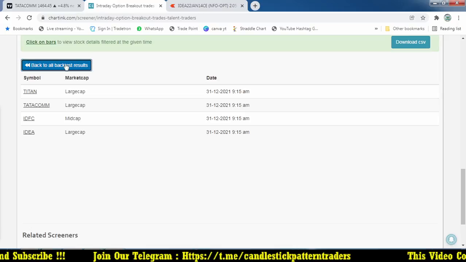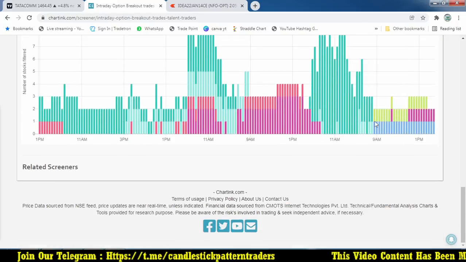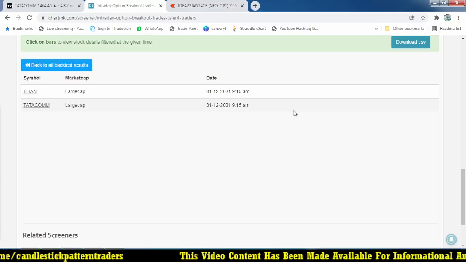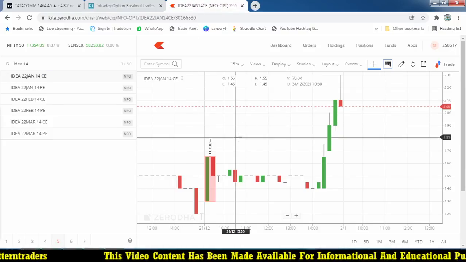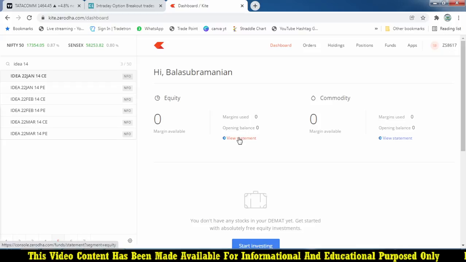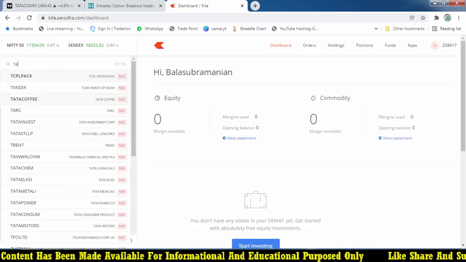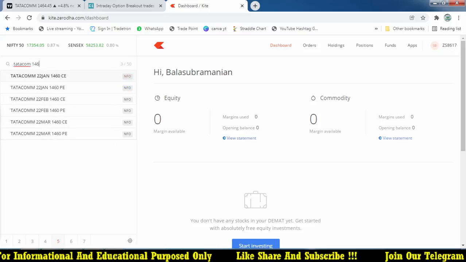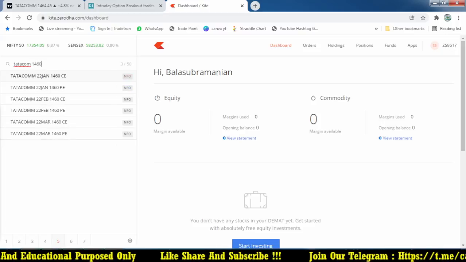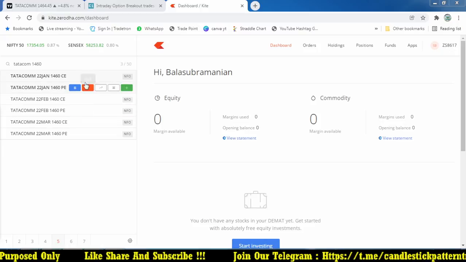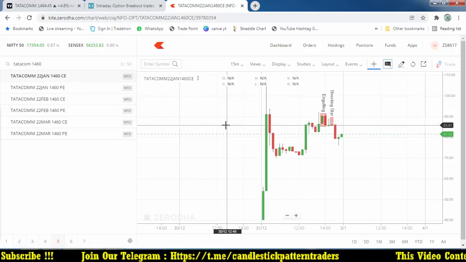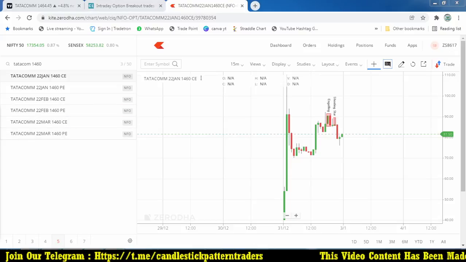If you check, there are only two stocks present. The first one is Titan and the second is Tata Communications. But Tata Communication is not showing you right. Let me try Tata Communication 1460. It is an ATM option. I think that particular option is not trading with good volume, so that's why it's showing that.